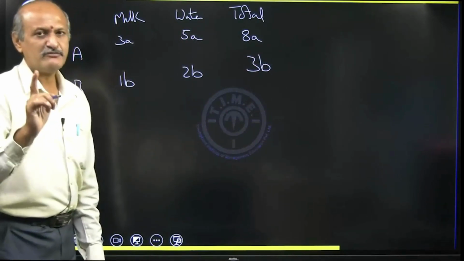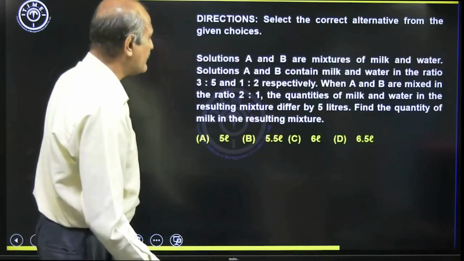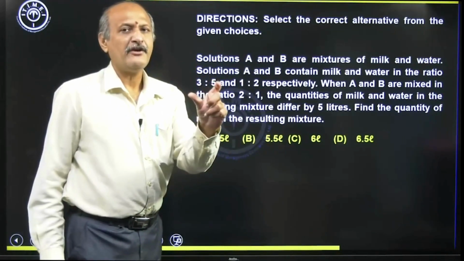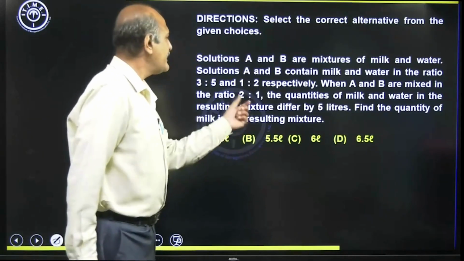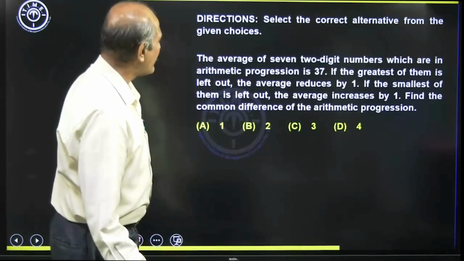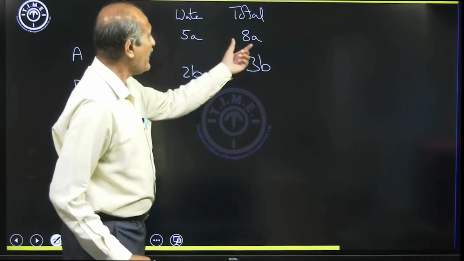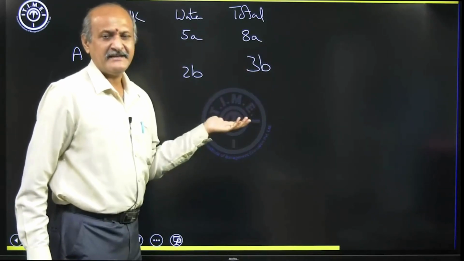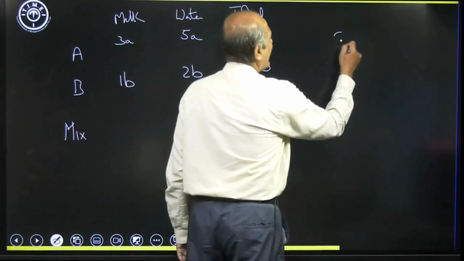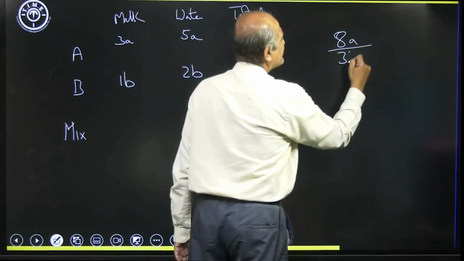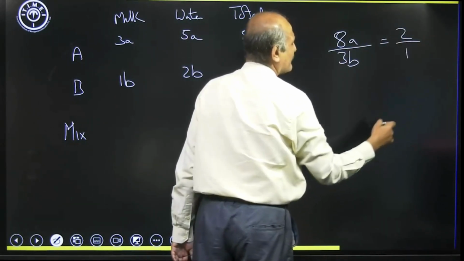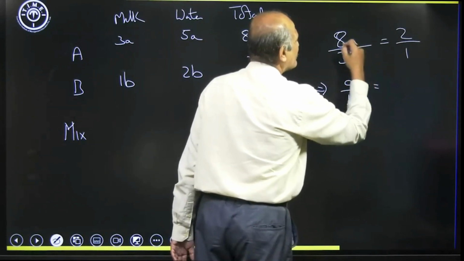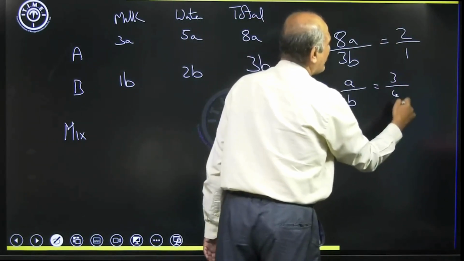By this we can tell that is what is given. Furthermore, it is known to us here that when A and B are mixed in the ratio 2:1, the total quantity of A and the total quantity of B are in ratio 2:1. As per our understanding here, the quantity of A taken is 8A, and the quantity of B taken is 3B. So 8A divided by 3B is in ratio 2:1 here. What does that imply? It implies that A by B is equal to 3/4 here.